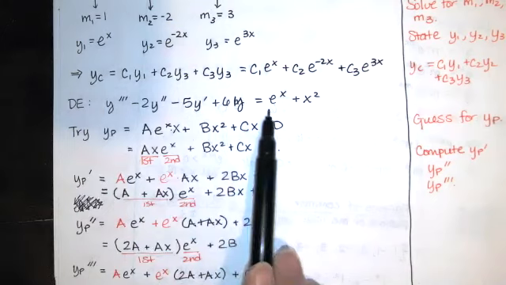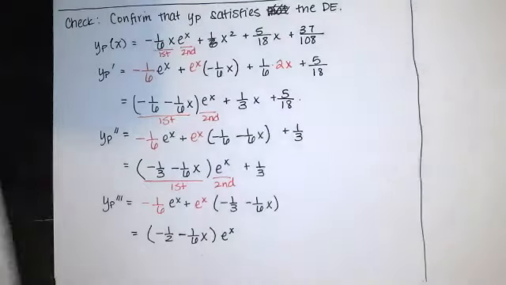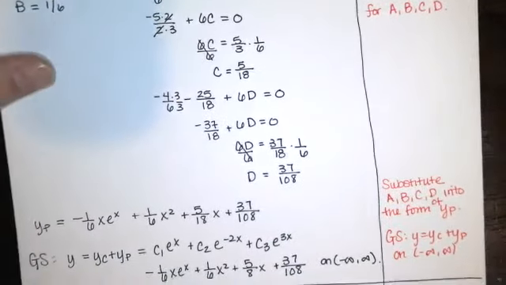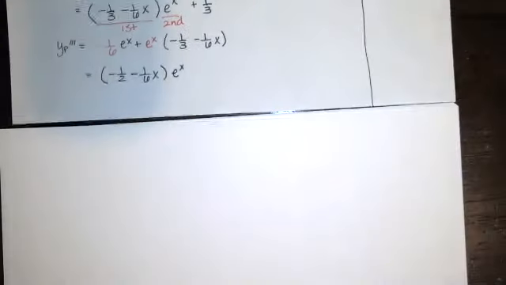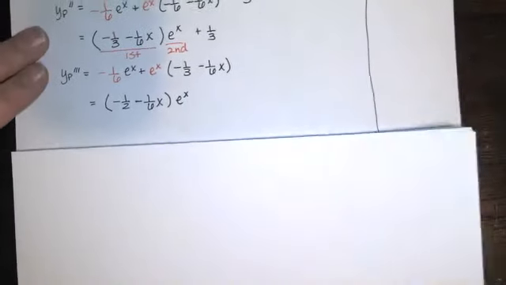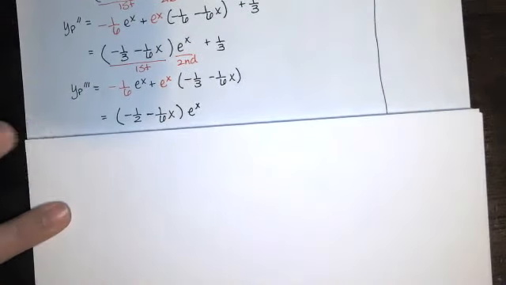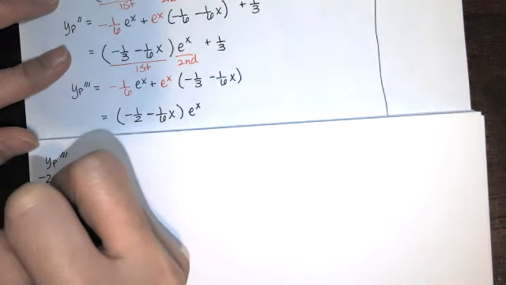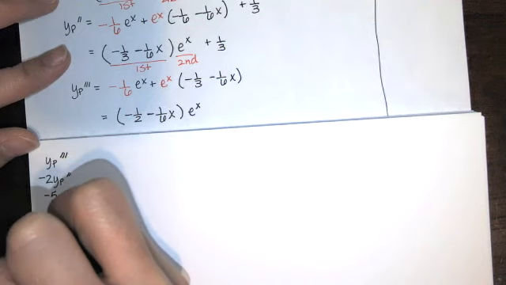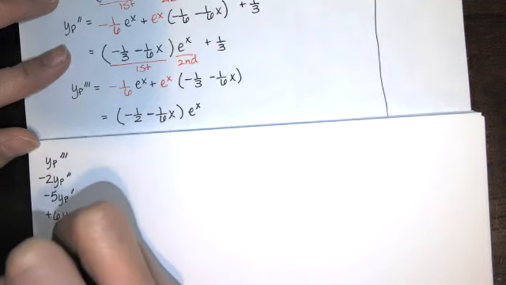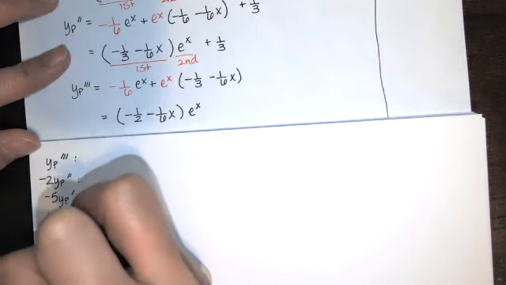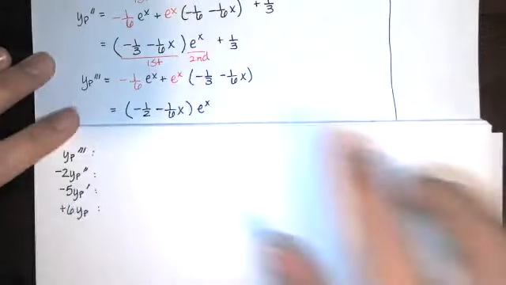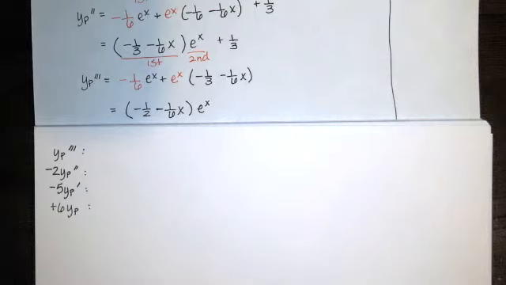So hopefully I didn't do that this time. We're going to substitute into this and hope that we get e to the x plus x squared. These are our derivatives. Okay, so the left-hand side of the differential equation was y sub p triple prime minus 2 times y sub p double prime minus 5 times y sub p prime plus 6 times y sub p. And we're taking each of these right here, and then we're going to add, and I'm adding vertically just to help with the bookkeeping.